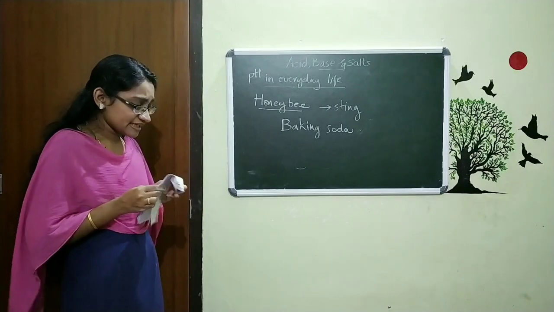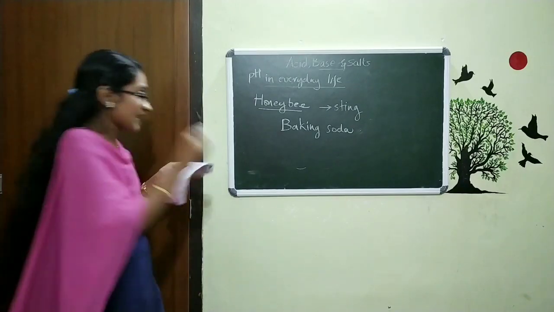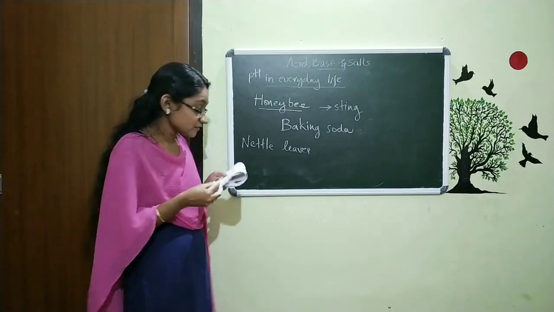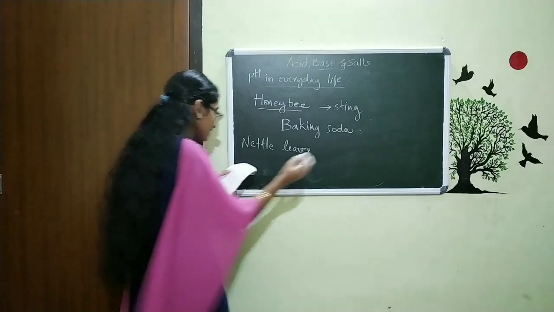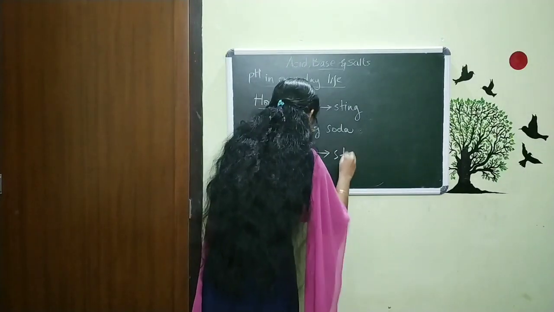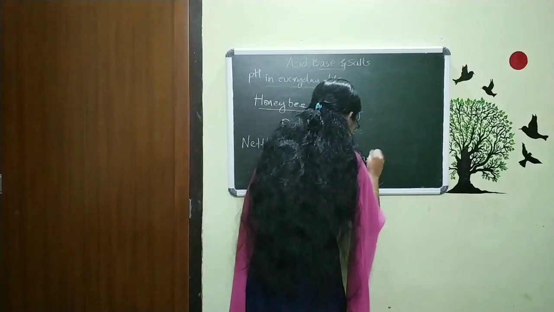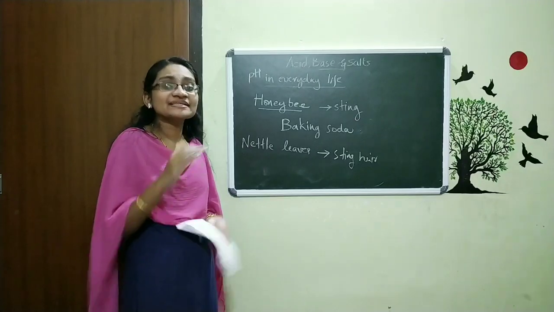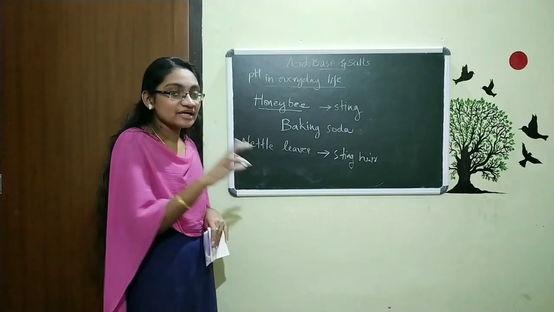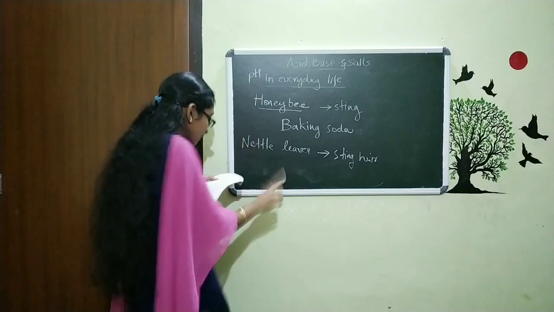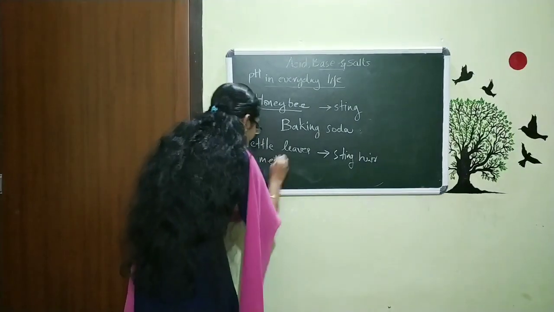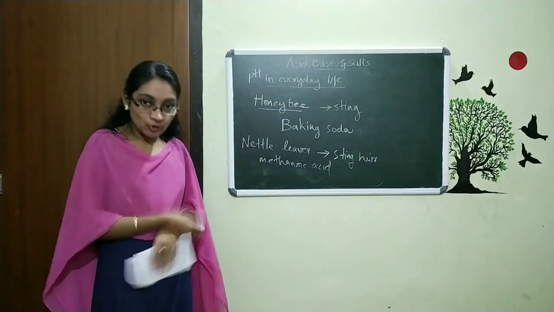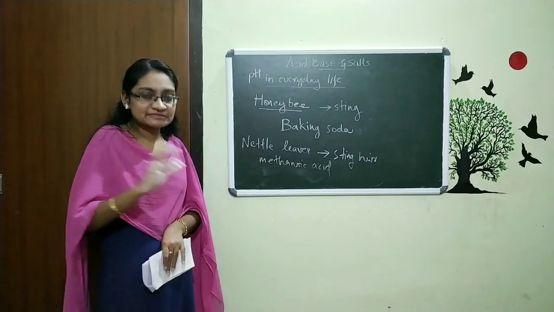And also in your textbook they talk about one plant, that is the nettle leaves. This nettle leaf is a type of leaf which has stinging hairs on the leaves. That means it has thorn-like things on it, and when we touch that, these leaves inject methanoic acid into our body, and we will feel extreme pain.